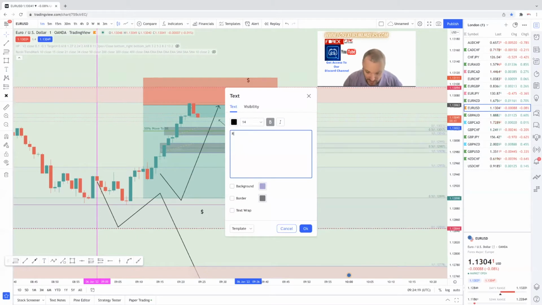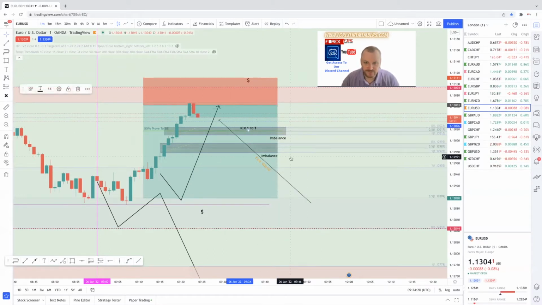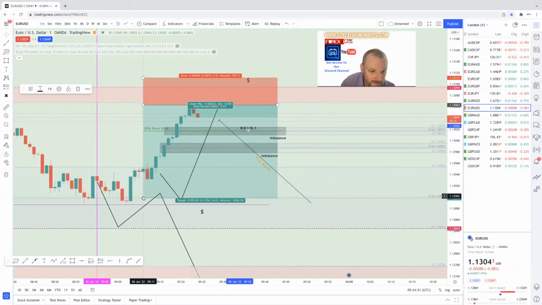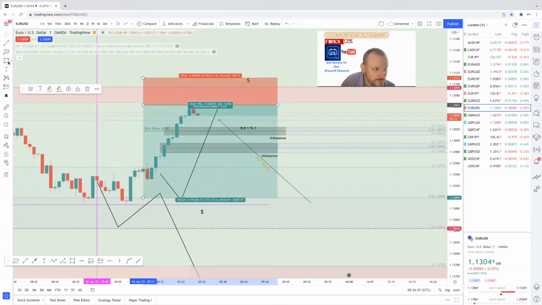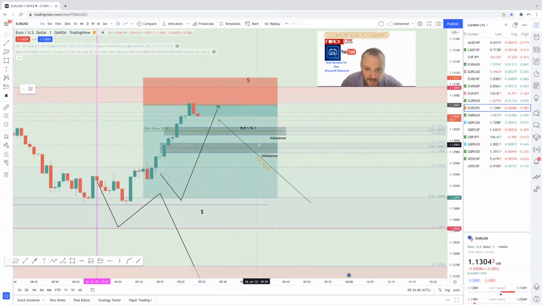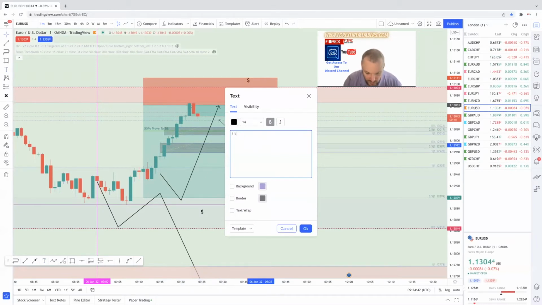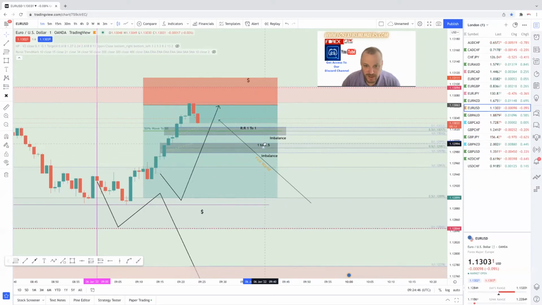That is the 1-to-1 area. That was a 1-to-1 area there. The next one would have been a 1-to-1.5. Let's have a look at this. 1-to-1.5, that's a structure point there. And let's just see if it plays out to come to this area.